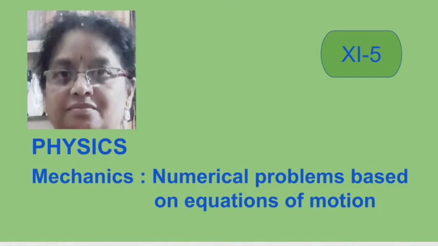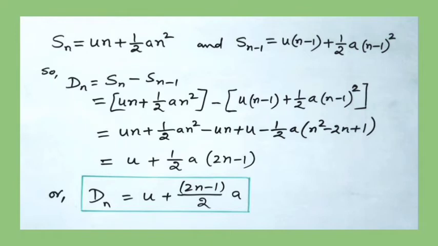Let us now find one more relation, that is the distance covered in the nth second during the motion of the object, using the second equation of motion, s is equal to ut plus half at square. Suppose Sn is the distance covered in n seconds and Sn minus 1 is the distance covered in n minus 1 seconds. Then Sn is equal to un plus half an square and Sn minus 1 is equal to u(n minus 1) plus half a(n minus 1) whole square.